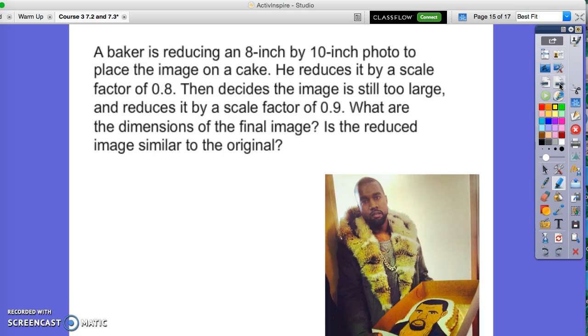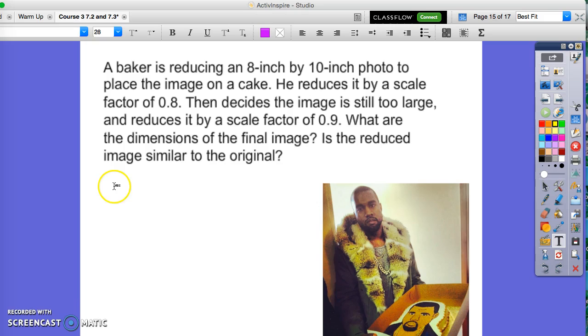Okay, so a baker, and I apologize for the picture, I did it to be humorous, but a baker is reducing an 8 inch by 10 inch photo to put on a cake. He reduces it by a factor of 0.8. Okay, so you're going to multiply by 0.8. Then he decides that that is still too big, so he reduces that new one by 0.9.